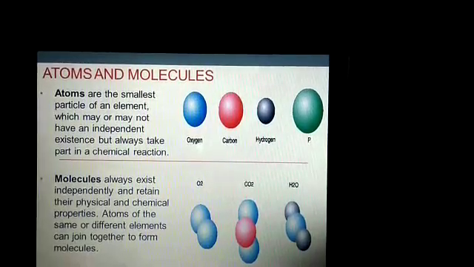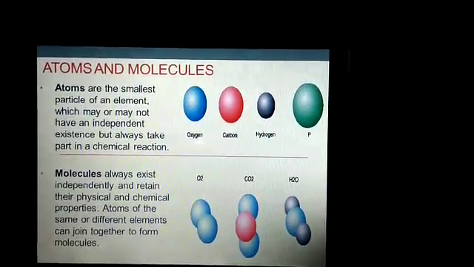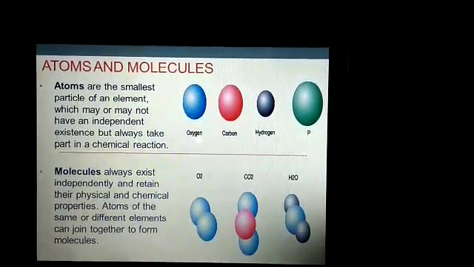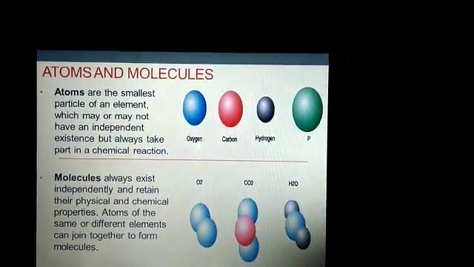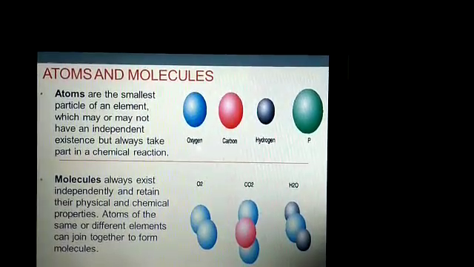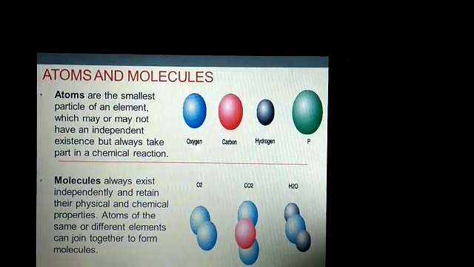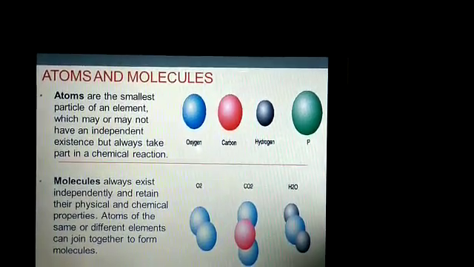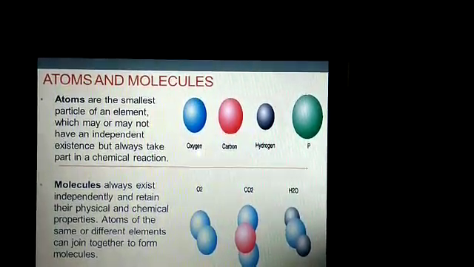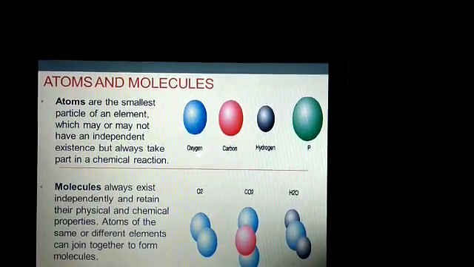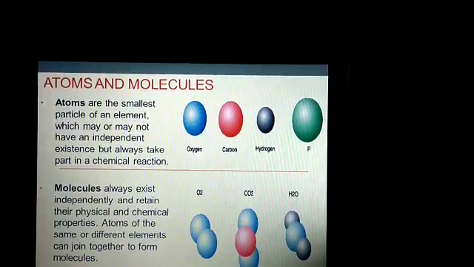Now atoms and molecules. Atoms are the smallest particles of an element which may or may not have an independent existence but always take part in a chemical reaction. The examples you can see here are the oxygen atom, carbon atom, hydrogen, phosphorus. All these atoms are represented by a single picture. It means all atoms are the smallest particles of an element and they always exist as a single unit.